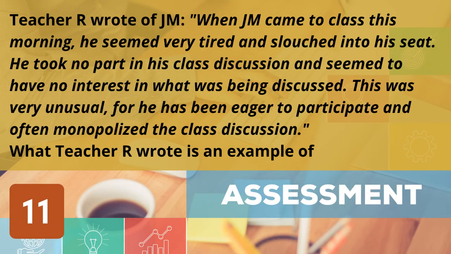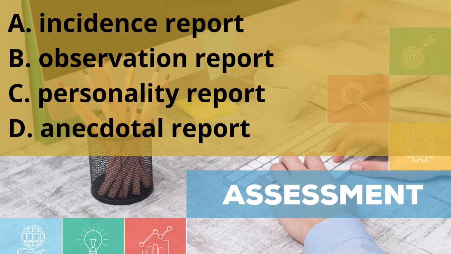Number 11. Teacher R wrote of JM. When JM came to the class this morning, he seemed very tired and slouched into his seat. He took no part in his class discussion and seemed to have no interest in what was being discussed. This was very unusual, for he has been eager to participate and often monopolized the class discussion. What Teacher R wrote is an example of blank. A. Incidents report. B. Observation report. C. Personality report. D. Anecdotal report.